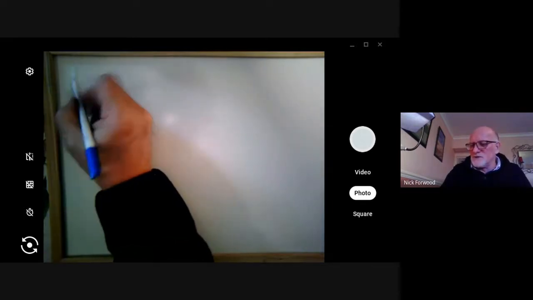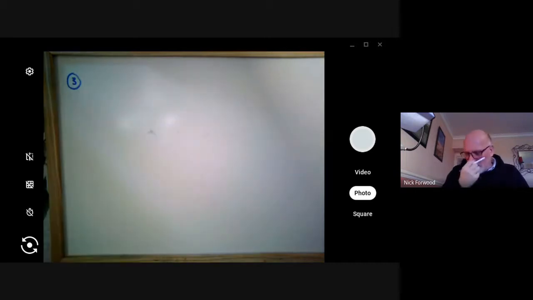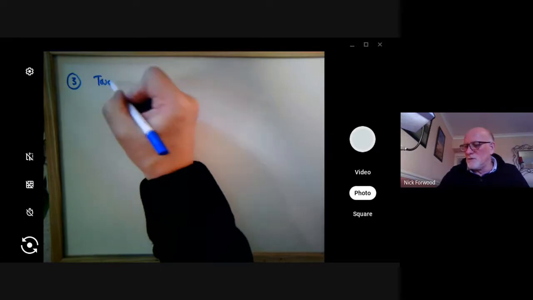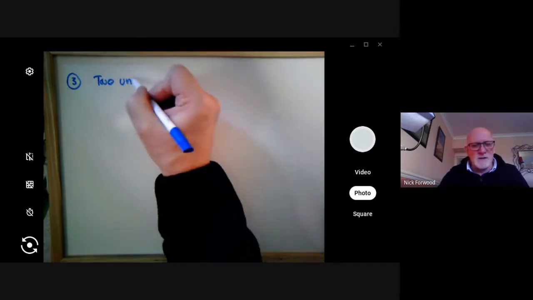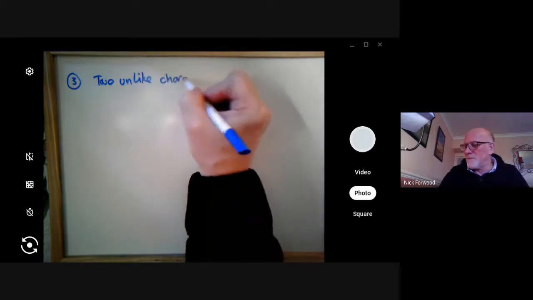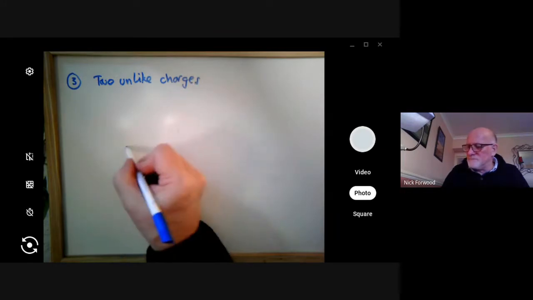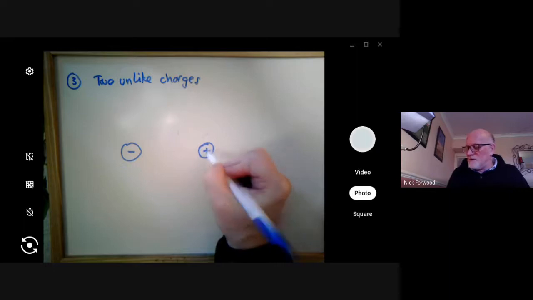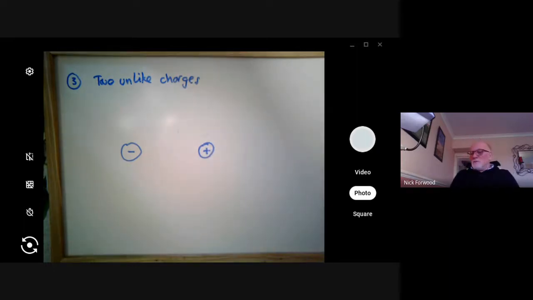Now, number 3 is where we have 2 charged particles close to each other. And I'm going to start with 2 unlike charges. And I'm going to have a negative one here. And I'm going to have a positive one here. And there's 2 of them. Now, when we had the previous 2 examples, we had that one on its own, we had that one on its own. This is when we've got 2 together.